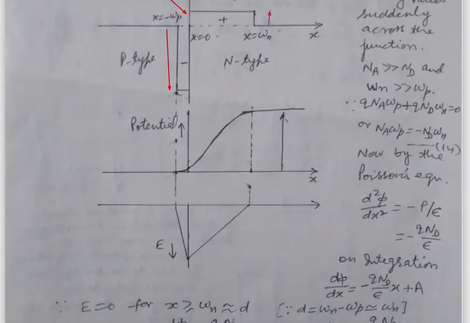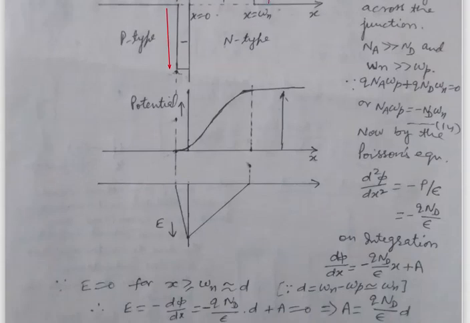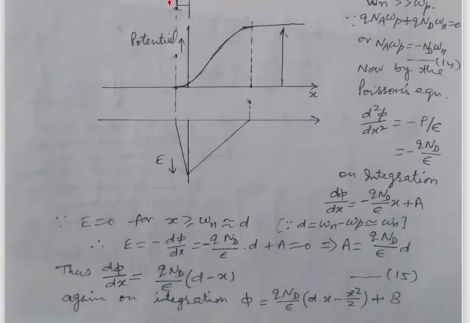Now, taking into account the one-dimensional Poisson equation, that is d2 phi over dx square equal to minus rho over epsilon, since here rho is equal to Q into Nd. So now integration with respect to x will give us d phi over dx equal to minus Q Nd upon epsilon into x plus constant of integration a.